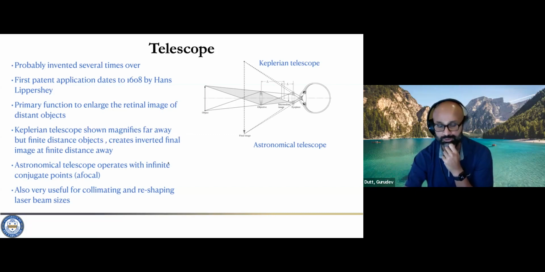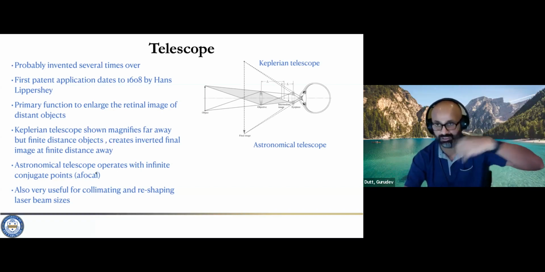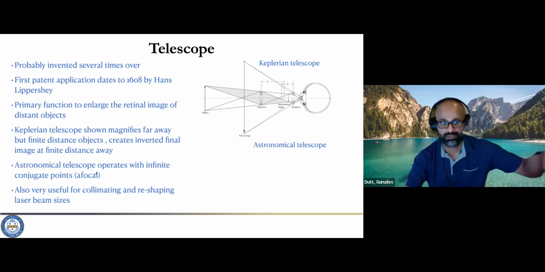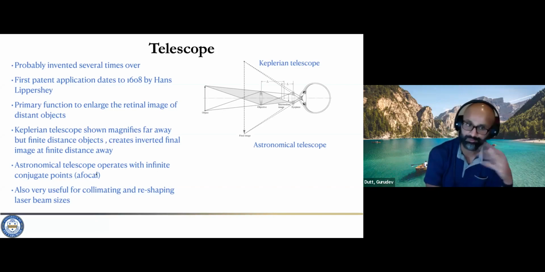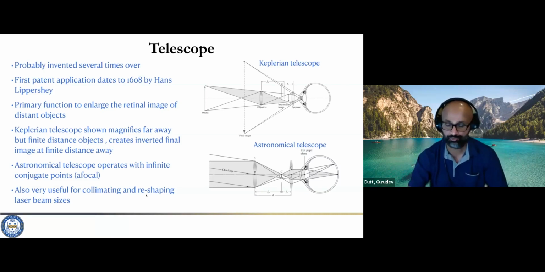The astronomical telescope, however, operates with what are called infinite or afocal conjugate points, where both the object and the image are at infinity. So the object is very far away. And of course, our eyeball is best when it's looking at far away. It operates in the relaxed eye condition. And as you saw in the lab, this is also useful for collimating and reshaping laser beams. This is the astronomical telescope, which I'll show you on the next slide in a little bit more detail.